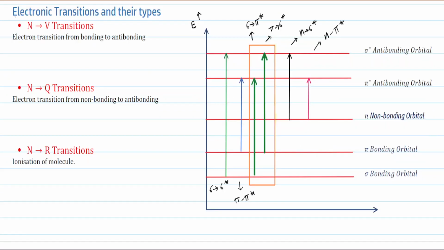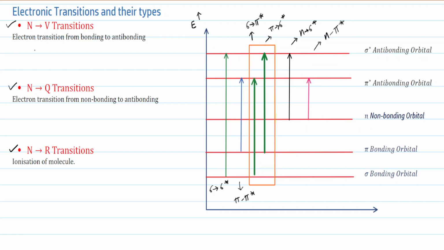There are different types of electronic transitions that occur in a molecule or a compound when ultraviolet and visible radiation is passed through a solution of the compound. These electronic transitions are divided into three types. The first type is the N to V transition, the second is the N to Q transition, and the third type is the N to R transition.